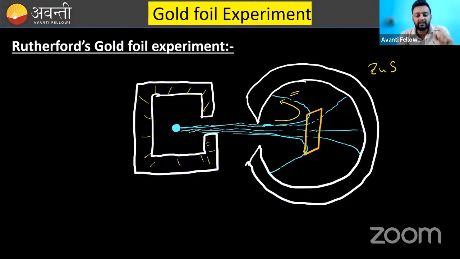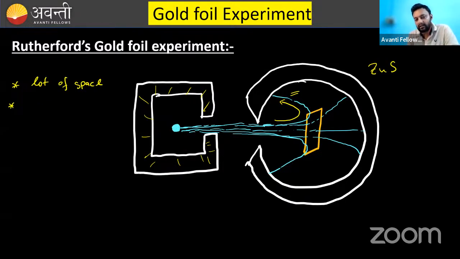There are basically two or three conclusions. One is the atom has a lot of free space. Only because of that, the alpha particles are going straight without any deviation in their path. But there is something very heavy inside the atom due to which the alpha particles are returning back. However, this heavy particle takes a very small amount of space inside the atom. So what are the conclusions that you can draw from this? First conclusion, a lot of space inside the atom.